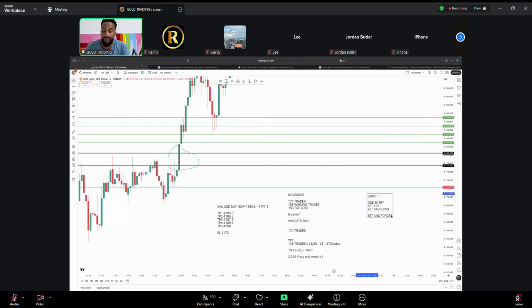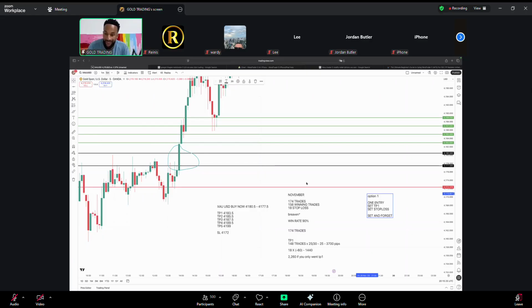Okay, someone in the chat box mentioned risk to reward ratio. Let me tell you guys now, risk to reward ratio is meaningless. Okay, all that matters is how much money you make when all is said and done. Okay, that is the reality of trading, the profit and loss. And the numbers do not lie. The numbers clearly show that if you just followed TP1 in the month of November, then you have made 2,260 pips of profit. Okay.